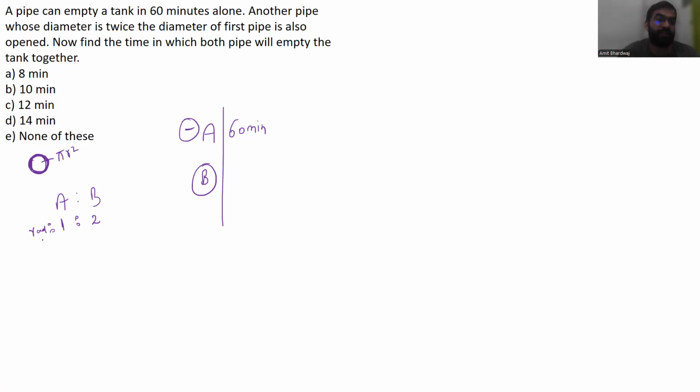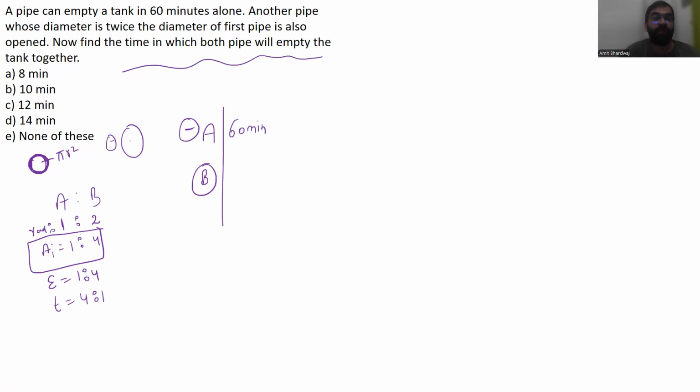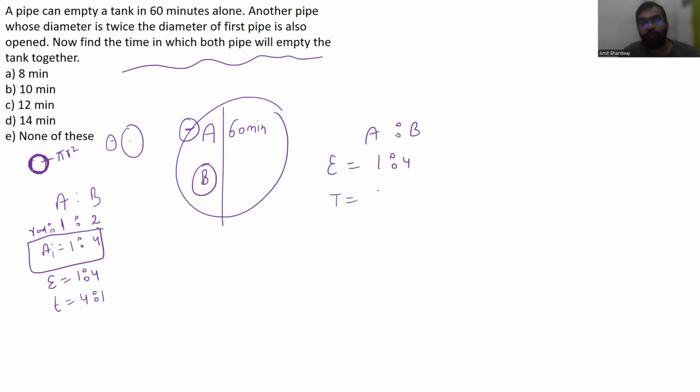Area is pi r squared, so in terms of area, 1 squared is 1 and 2 squared is 4, so the area ratio will be 1 to 4. And you know very well, this area will represent their efficiency. If area is 1 unit, 1 unit of water will come. If area is 4 units, 4 times water will come. So this is nothing but the efficiency ratio, and time is the reciprocal of the efficiency. Now find the time in which both pipes will empty the tank together. Good question. For A and B, efficiency is 1:4 and time is 4:1.